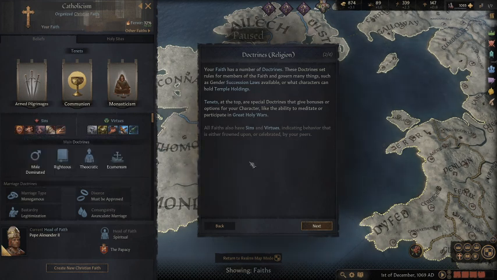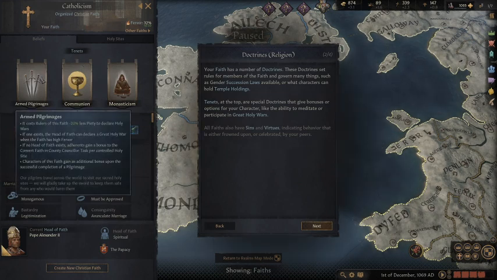Tenets at the top are special doctrines that give bonuses or options to your character, like the ability to meditate or participate in great holy wars. All faiths also have sins and virtues, indicating behavior that is either frowned upon or celebrated by your peers. So you've got armed pilgrimages: cost rulers of this faith 20% less piety to declare holy wars.